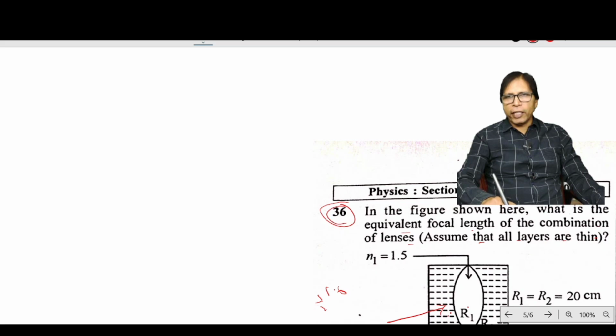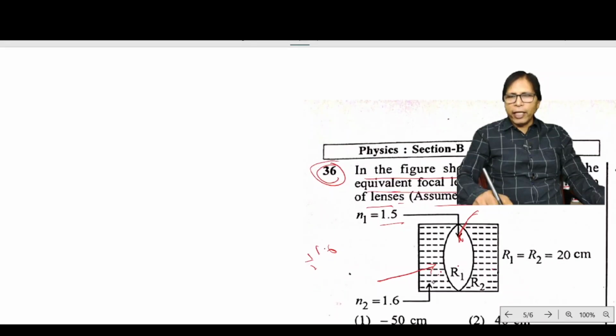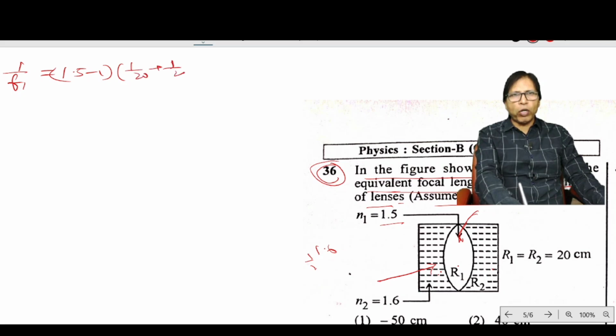Look at this. Question number 36. In the figure shown here, what is the equivalent focal length of the combination of lenses? Assume that all lenses are thin. Now, the refractive index of the convex lens is 1.5, and of this lens it is 1.6. Okay. Now look at this, the focal length of the convex lens: 1 by f1 is 1.5 minus 1, and radius of curvature, 1 by 20 plus 1 by 20. So f1 is equal to 20 centimeter. No problem.